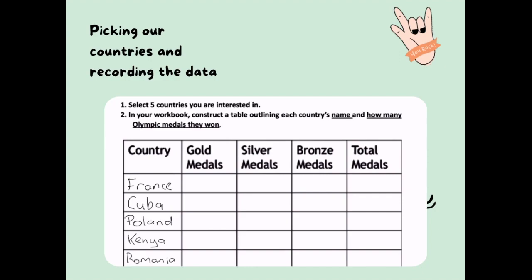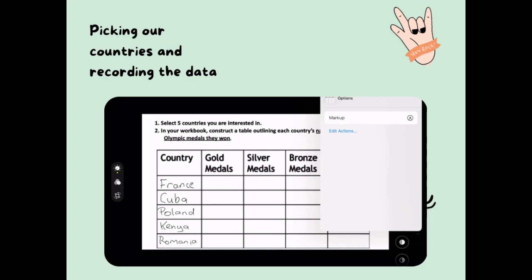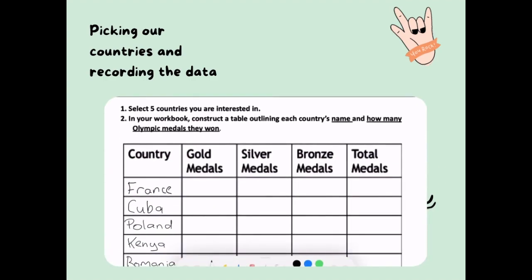So for France, they won 10 gold medals, so I'll put in my 10. They won 12 silver. And they won 11 bronze. So they won a total of 33 medals. So I'll put that in.